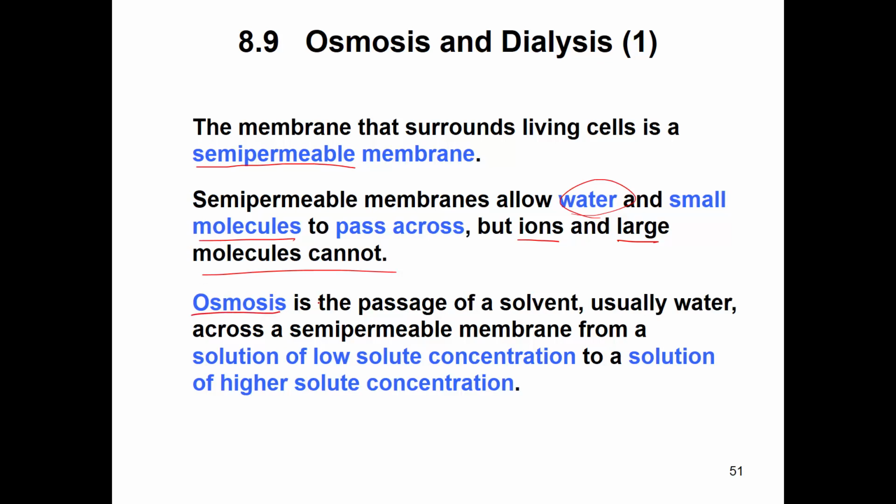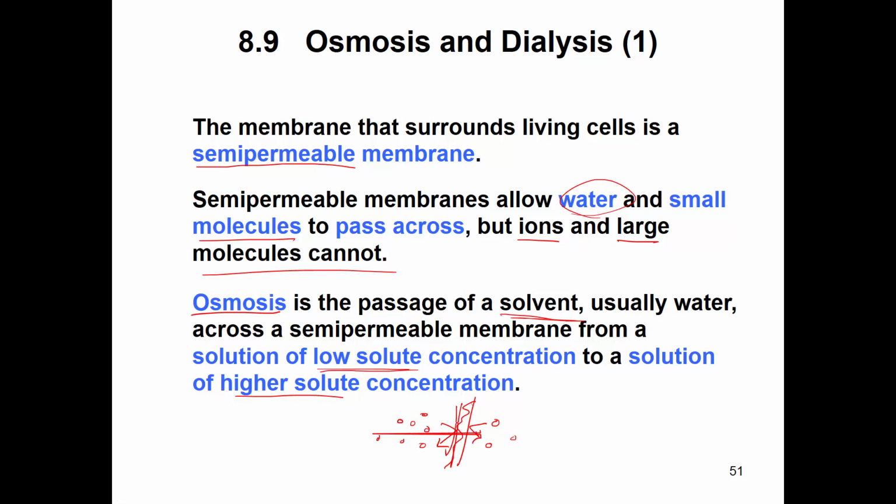Osmosis is where the solvent, usually water, passes across that semi-permeable membrane from a low solute concentration to a high solute concentration. So in osmosis, basically, you have the membrane right here, and say you have some particles, and they're too big, they can't pass through that membrane. So you've got a lower concentration of those same molecules that can't pass through on the other side.